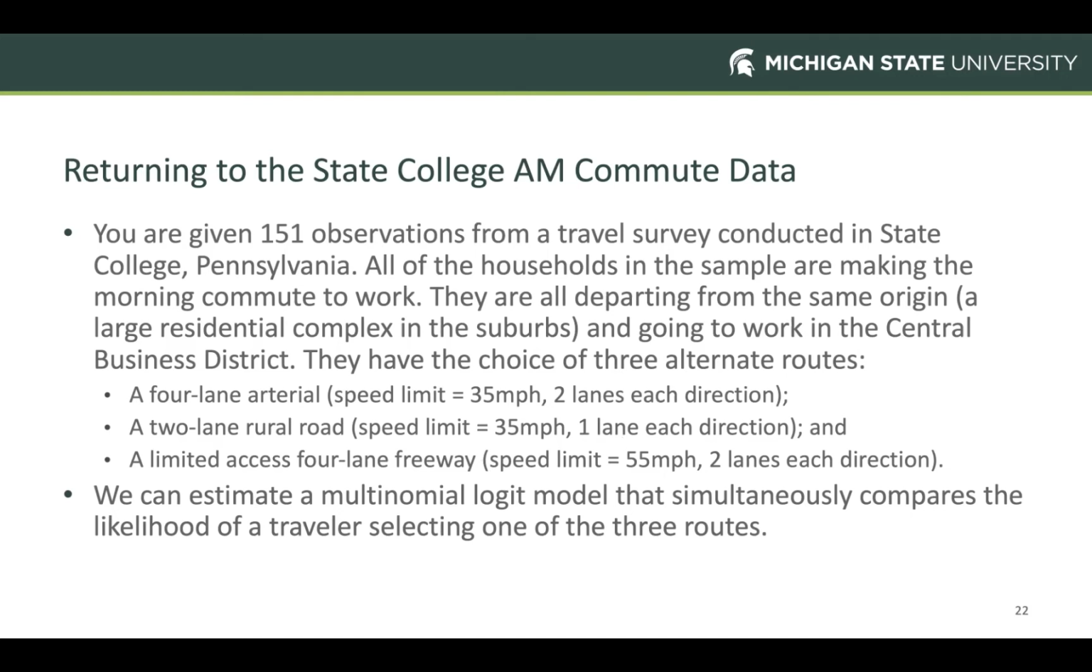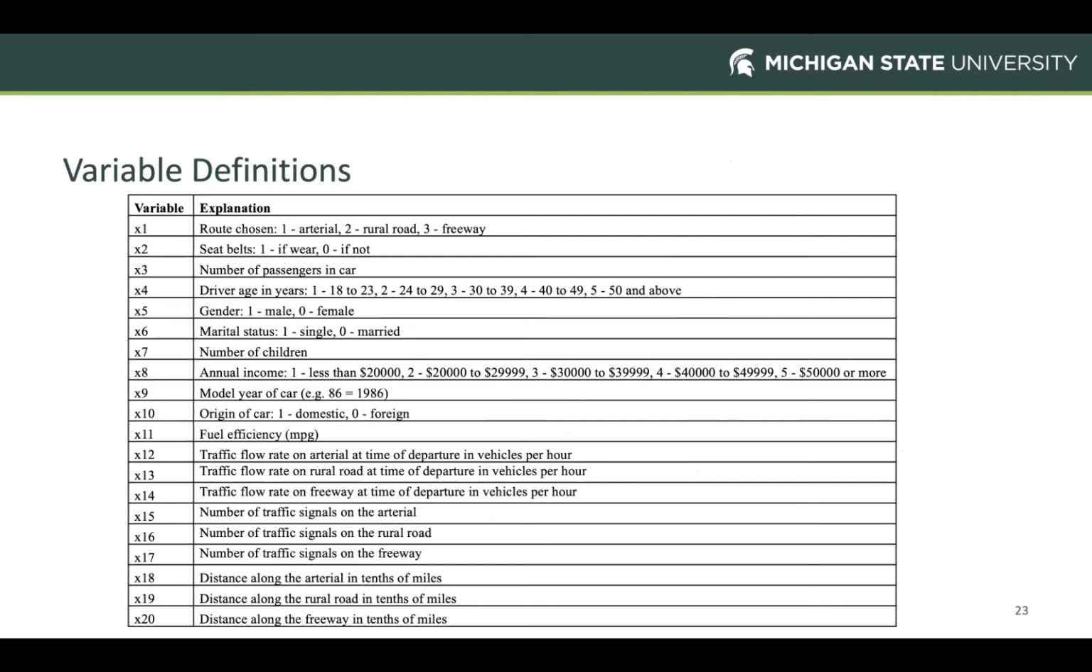And so with that information in hand, we can estimate a multinomial logit model to determine how likely it is that any given individual would select one among those 3 competing routes, okay? And so that's the setup. The variables that we have to work with at this point are as shown here. So our dependent variable, variable 1, is just the route that's selected ultimately by the individual. So we've coded that as 1 for the arterial, 2 for the rural road, 3 for the freeway.